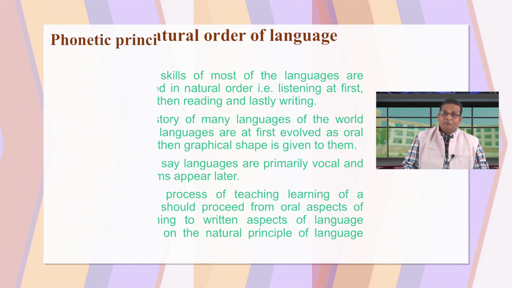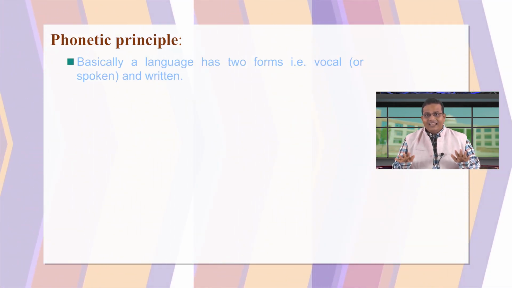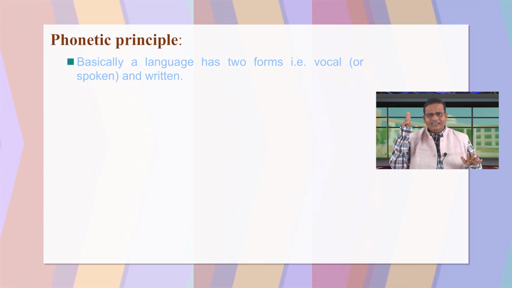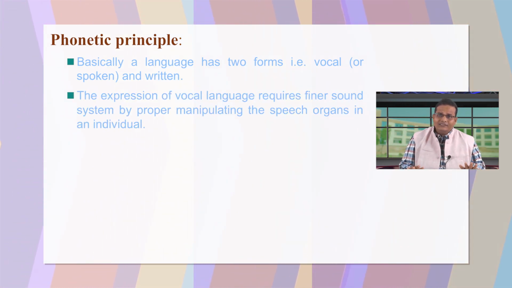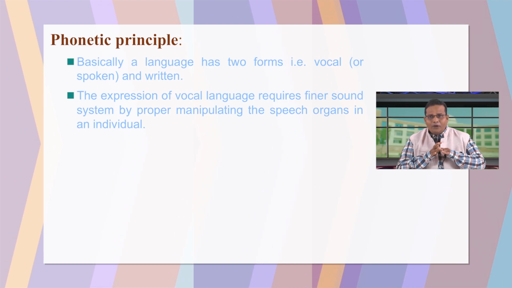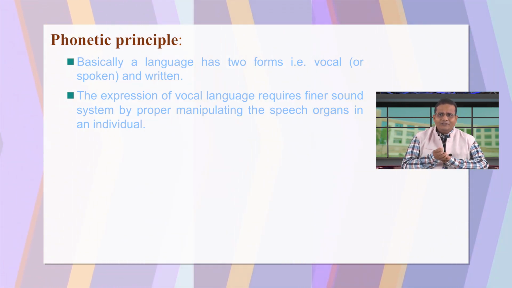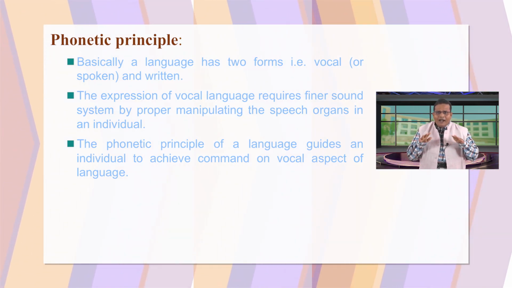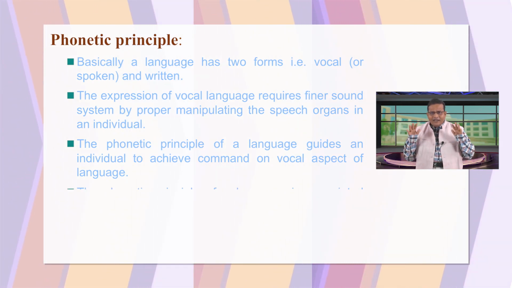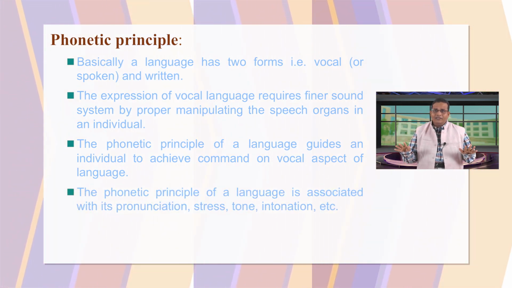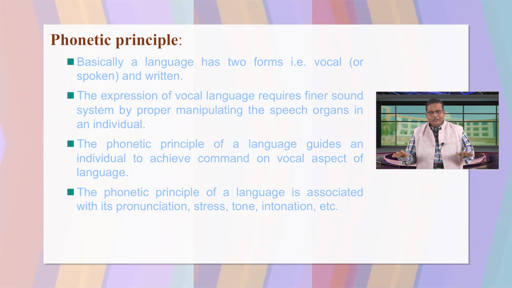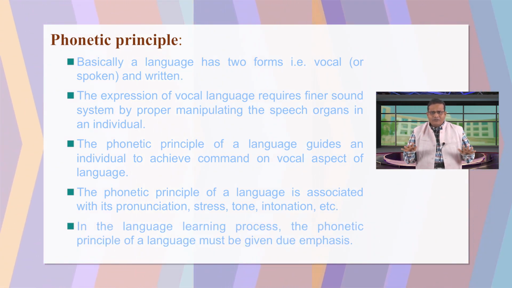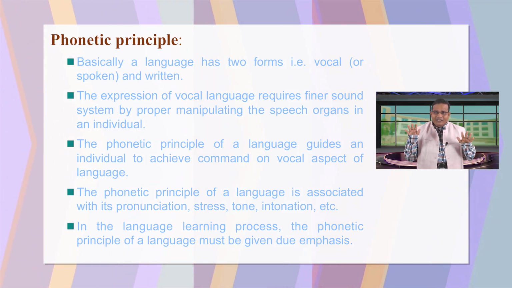The next principle is the phonetic principle. Basically, a language has 2 forms. One is vocal or spoken and another one is written. The expression of vocal language requires a finer sound system by properly manipulating the speech organs in an individual. The phonetic principle of a language guides an individual to achieve command on the vocal aspect of language. The phonetic principle of a language is associated with its pronunciation, stress, tone, intonation, etc. In the language learning process, the phonetic principles of a language must be given due emphasis.